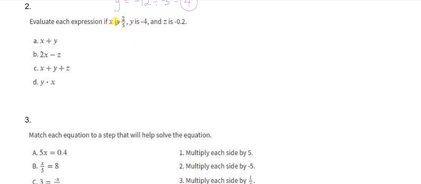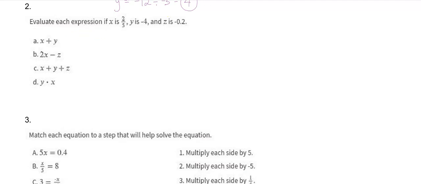So we're evaluating the expressions if x is 2/5, y is -4, and z is -2/10. And so we're just going to do some plug and chug, and we got some operations to do once they're in there. So let's start with A.